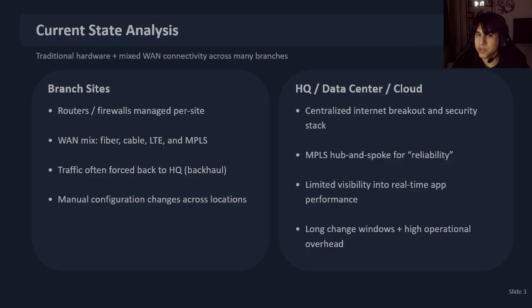One important detail is that traffic often gets routed through headquarters or data centers first, even when users are trying to reach cloud or SaaS applications, such as Microsoft 365. This design creates high latency. It adds congestion during peak hours and increases overall operational costs. That leads directly into the business pain points.